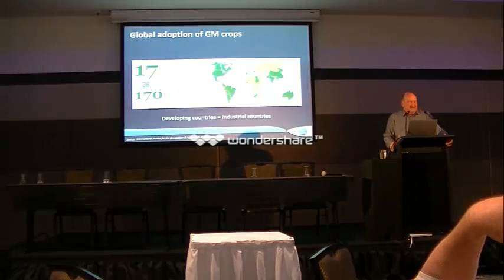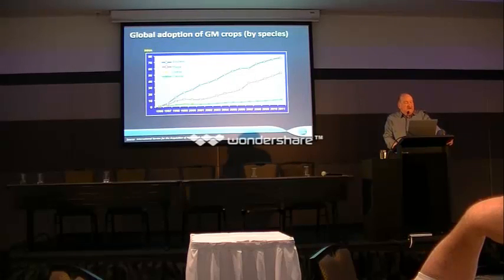Because it has been a very successful technology, and if you look at the global adoption, these are the latest figures. About 17 million farmers are growing GM crops in 28 countries, about 170 million hectares of biotech crops, if you like, globally. And the interesting point here is about half of those hectares are in developing countries and half in industrial countries.